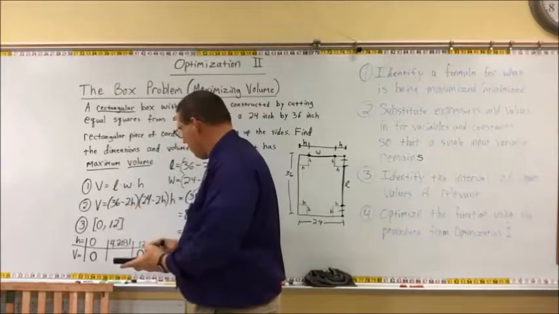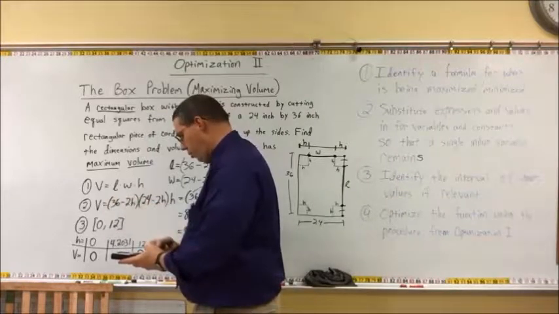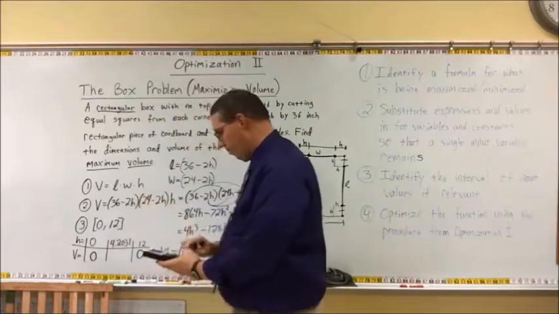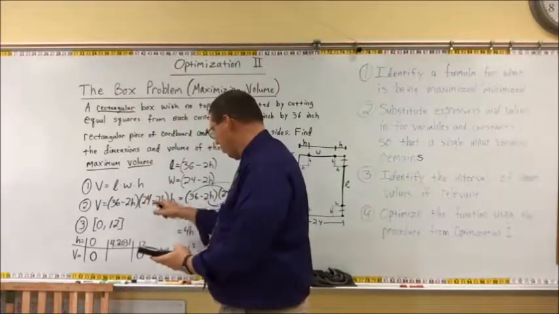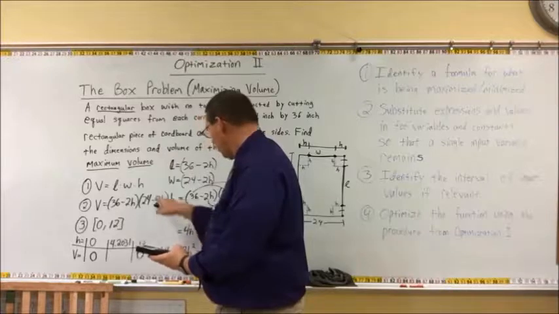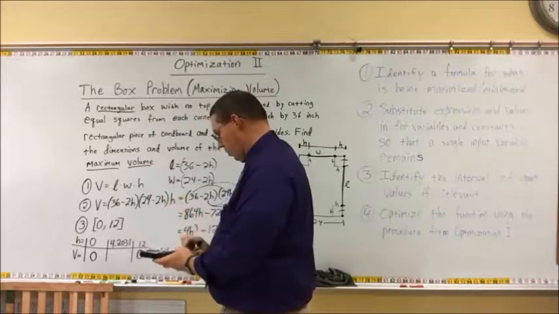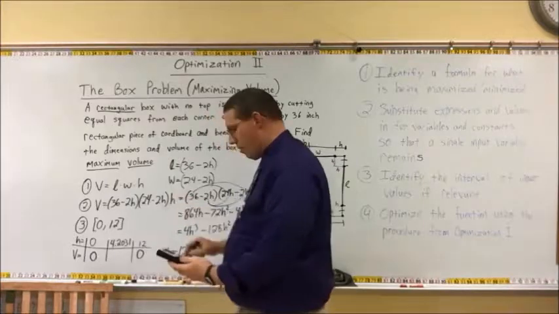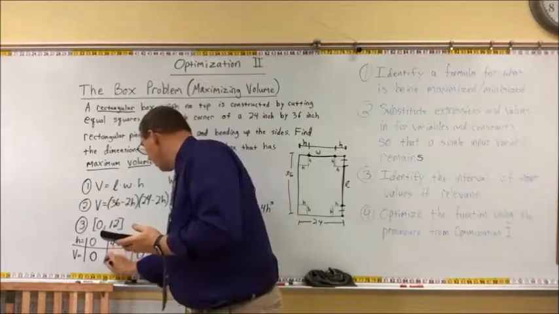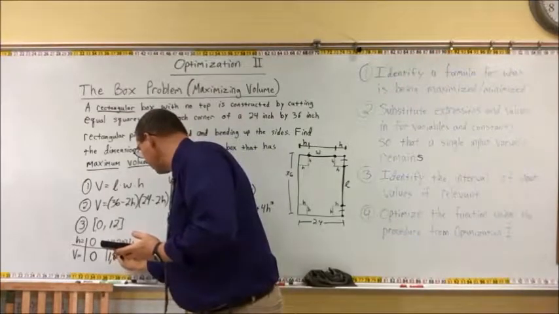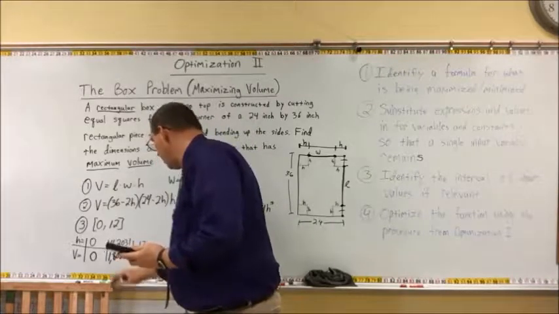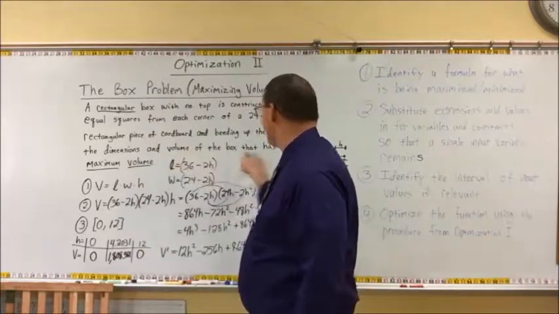Now let's see what happens when I plug in 4.2031. So I'll key in parenthesis 36 minus 2 times 4.2031, close parenthesis, open parenthesis, 24 minus 2 times 4.2031, close, times 4.2031, press enter, and I get 1,808.5611. And that is the volume. That is the maximum volume.